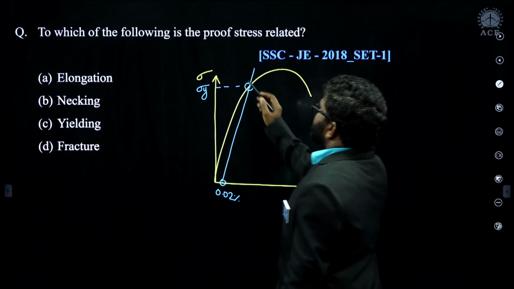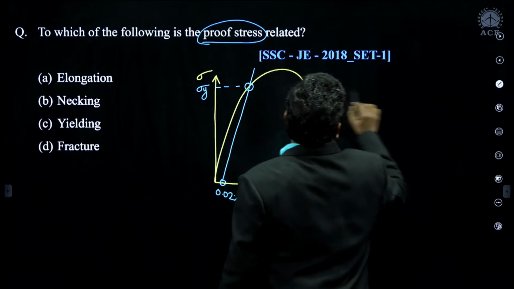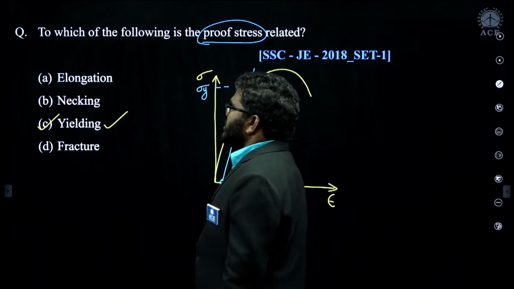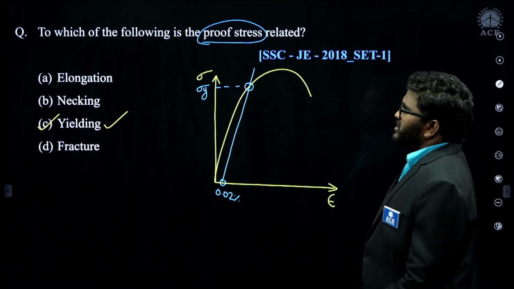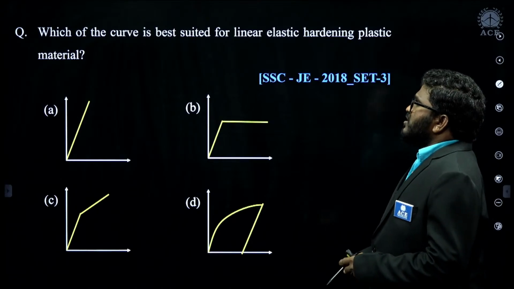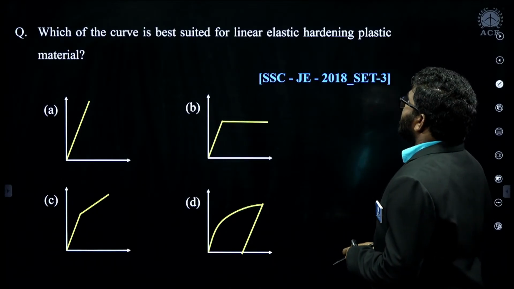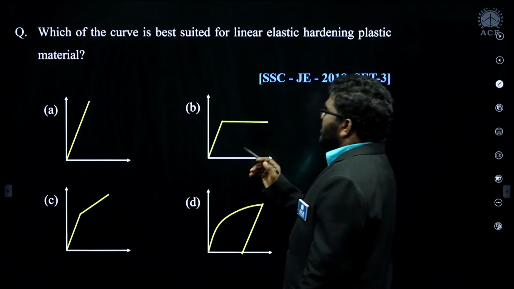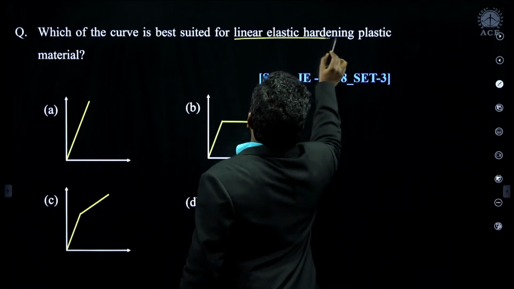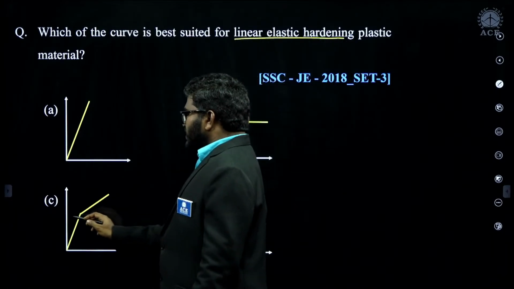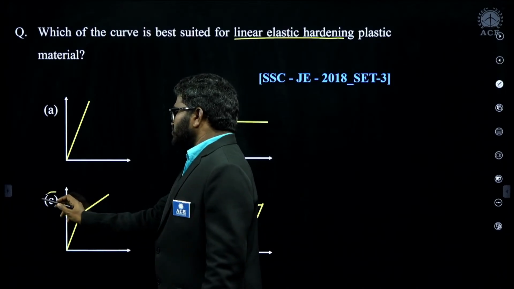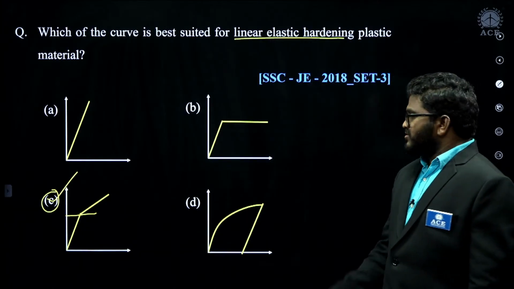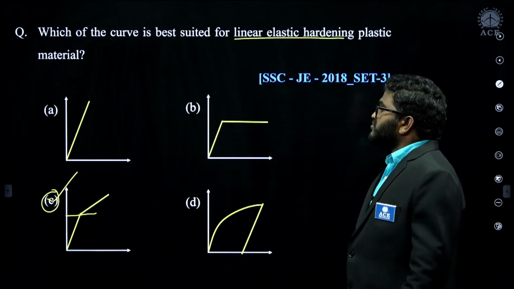So, the proof stress is related with the yielding point. So, C is the correct answer for this question. Right. Now, which of the curves is best suited for a linear elastic hardening and plastic material? Linear elastic hardening. Remember, this is a linear elastic and hardening process. So, see, this is the correct answer for this question. Elastic and linear hardening process. So, C is the answer for this question.